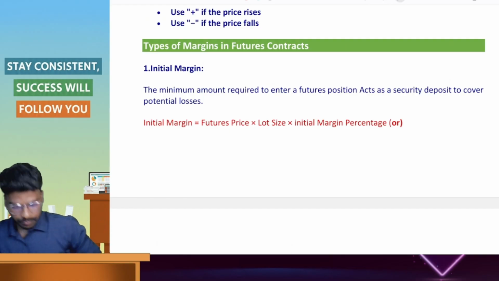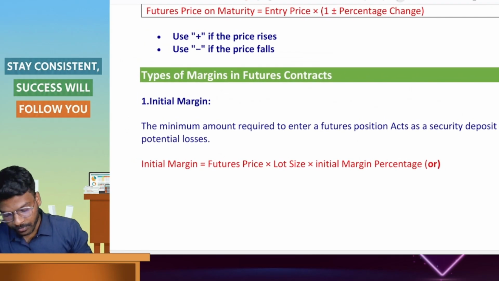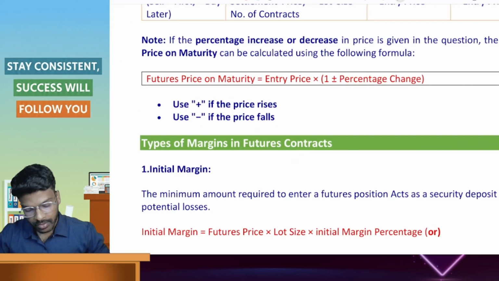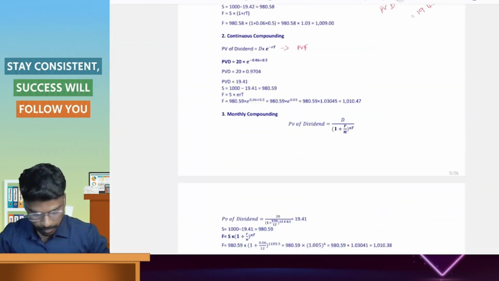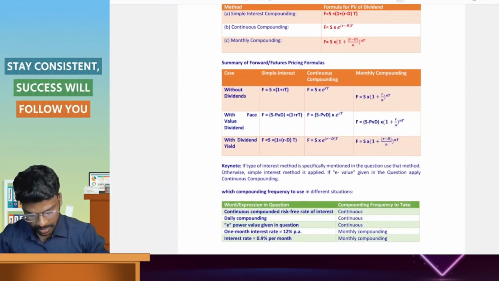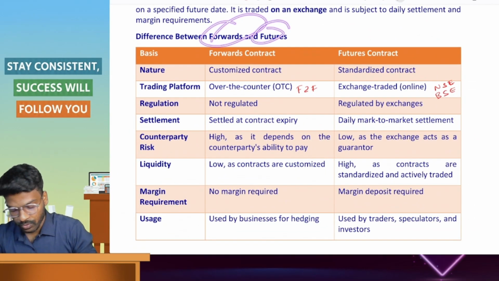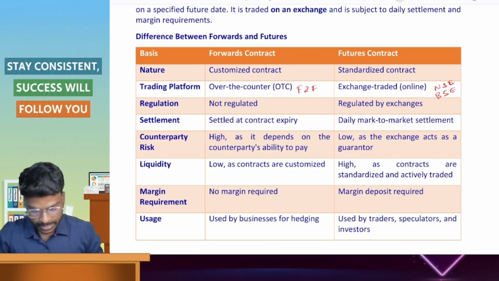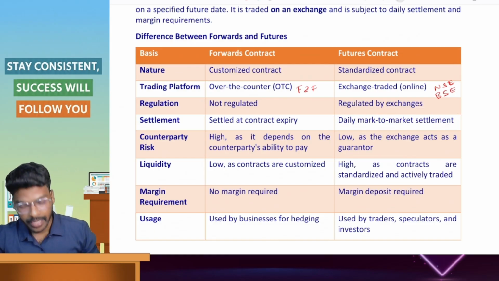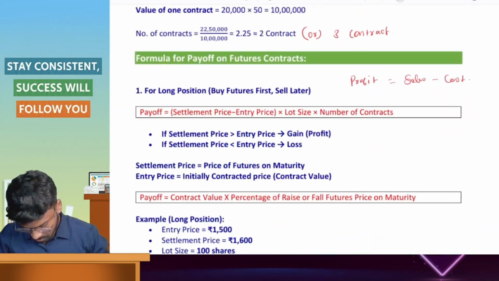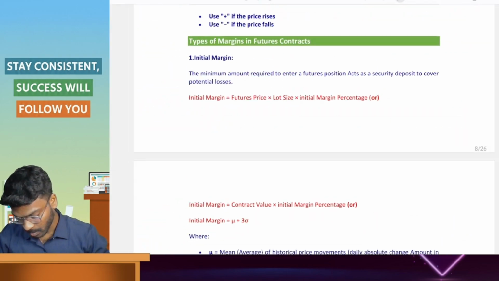Okay, let's start with types of margin in a futures contract. In case of a futures contract, we have discussed earlier that the settlement will happen on a daily basis. While discussing the difference between forwards and futures, we have discussed that daily mark to market settlement will happen. How to compute mark to market margins?